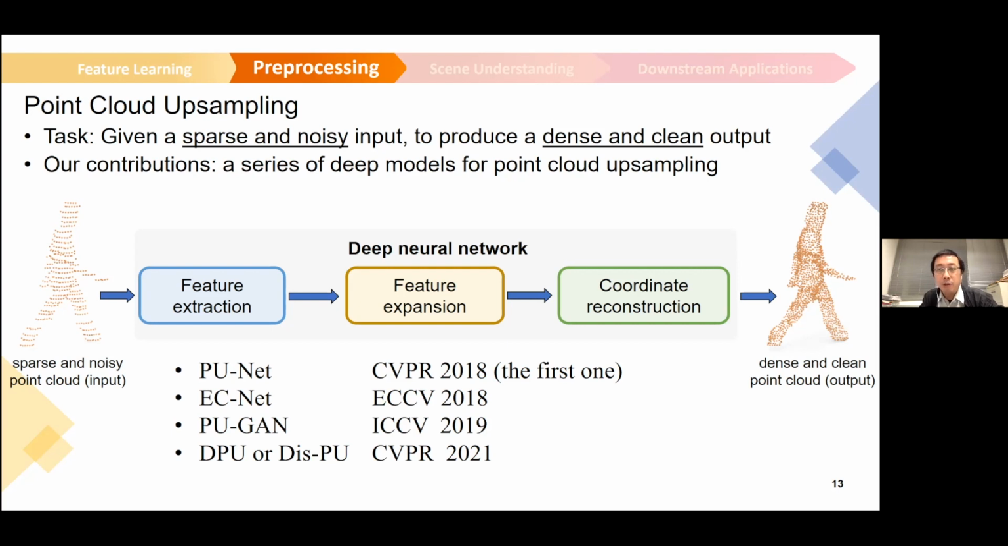The general approach for point cloud upsampling with a deep neural network is that after we extract the features for each point in the input point cloud, we expand the amount of features, which means we produce more point features in the same feature space, so that we can later reconstruct one point coordinate from each expanded point feature and then produce more points in the 3D object space.